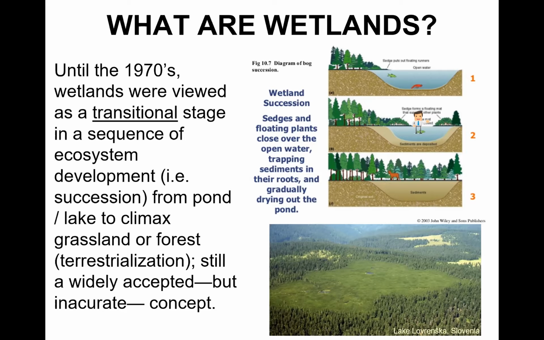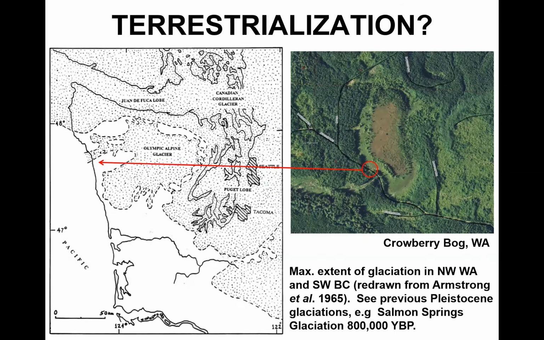And I'll just point out this image here up on the right. This is from a textbook, actually, 2003, which conveys this concept. Sedges and floating plants close over the open water, trapping sediments in their roots and gradually drying out the pond, referred to as terrestrialization. This is an interesting misconception because there's just abundant evidence out there that once a wetland is a wetland, it will essentially always be a wetland until something dramatic happens, such as the source of water that supports that wetland is eliminated, or the wetland is filled, say by a land slope failure or human activity.